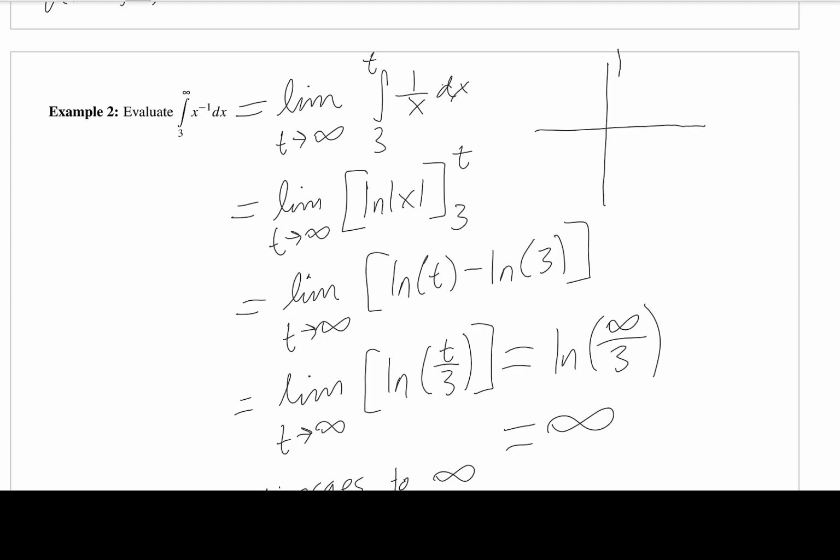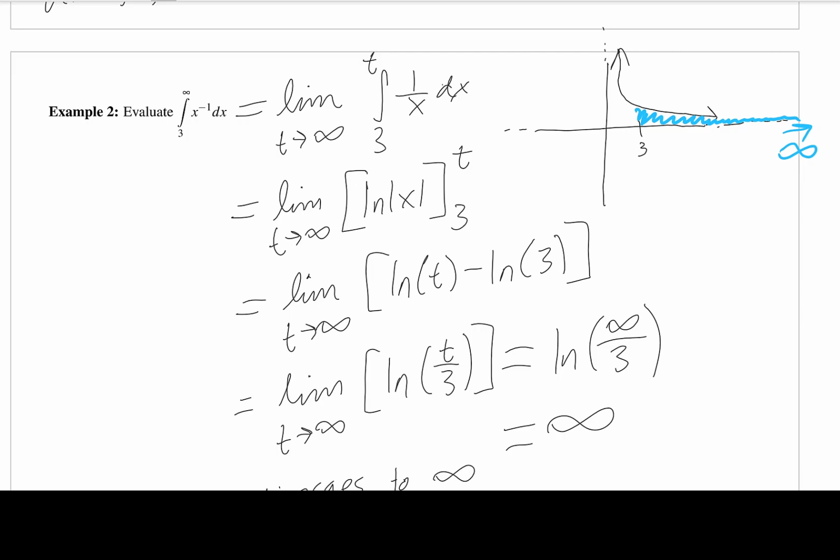What this looks like is something like this. We have a vertical asymptote here and a horizontal asymptote here. If this is, say, 3 right here, then what we're calculating is the area of this region. This never touches the x-axis, so we're calculating this all the way off to infinity. Basically, what we determine by this is that the area of this region is actually infinite.